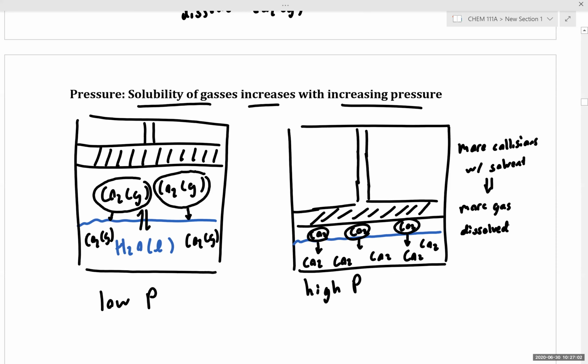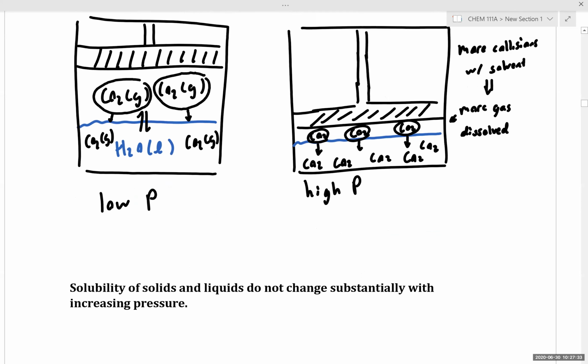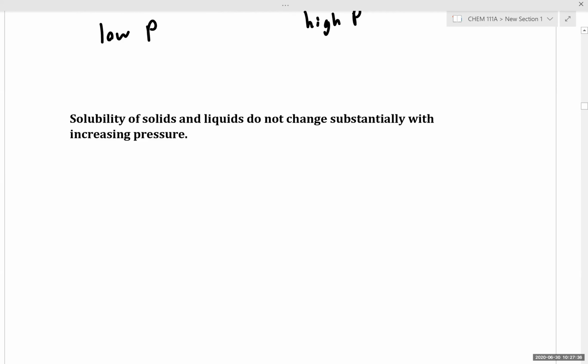Fundamentally, solubility is based on these interactions between solute and solvent. At high pressures, your carbon dioxide has less space above your solution, and as a result, it collides with, interacts with, and dissolves in your solvent more readily. The only thing I want you to know is that at high pressure, we have more gas dissolved. We'll explain more about why this works in later chapters. Just as a side note, the solubility of solids and liquids does not change substantially with increasing pressure.